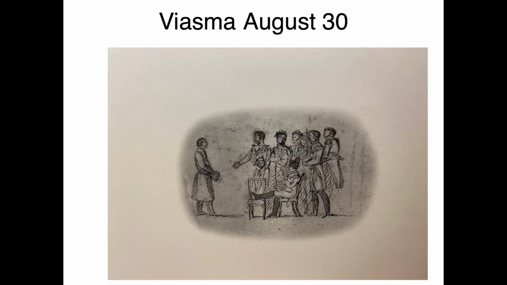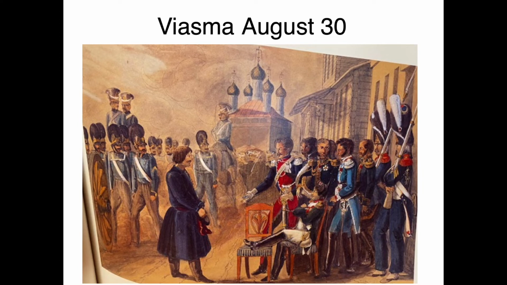So this is a sketch of Napoleon. This is the first sketch. There are 3 of Napoleon. And this is in Vyazma at the end of August. And this is the sketch that he did. Well, so Napoleon, you can see, is sitting down. And he worked this up into this finalized image.